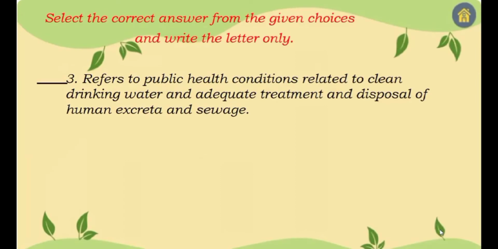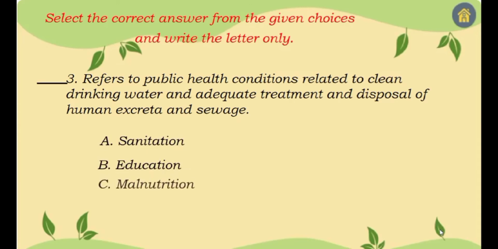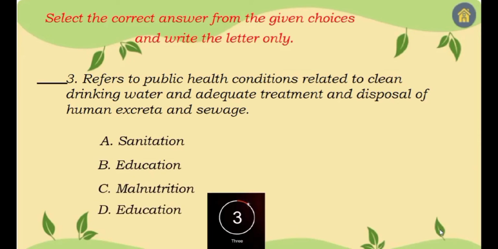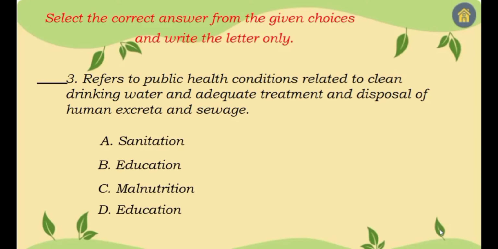Number 3 refers to the public health conditions related to clean drinking water and adequate treatment and disposal of human excreta and sewage. Letter A. Sanitation. Letter B. Education. Letter C. Malnutrition. Letter D. Education. And the correct answer is letter A. Sanitation.